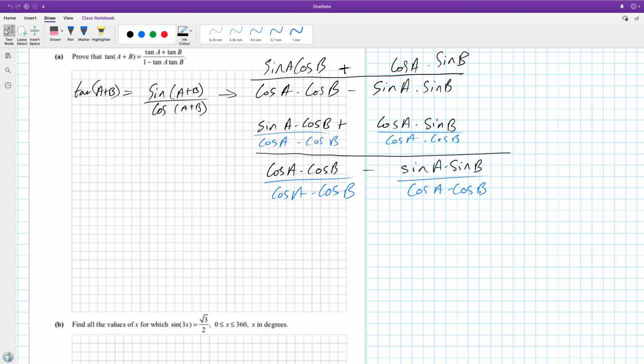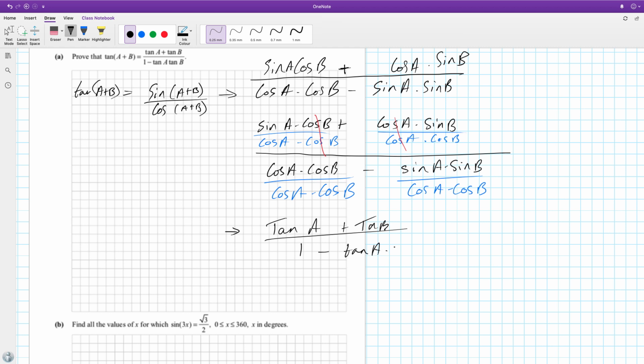Right. These knock out. These knock out. This goes to 1. So sine A over cos A leaves me with tan of A plus sine B over cos B, tan of B, and cos A cos B divided by cos A cos B leaves me with 1 minus sine A sine B over cos A cos B.